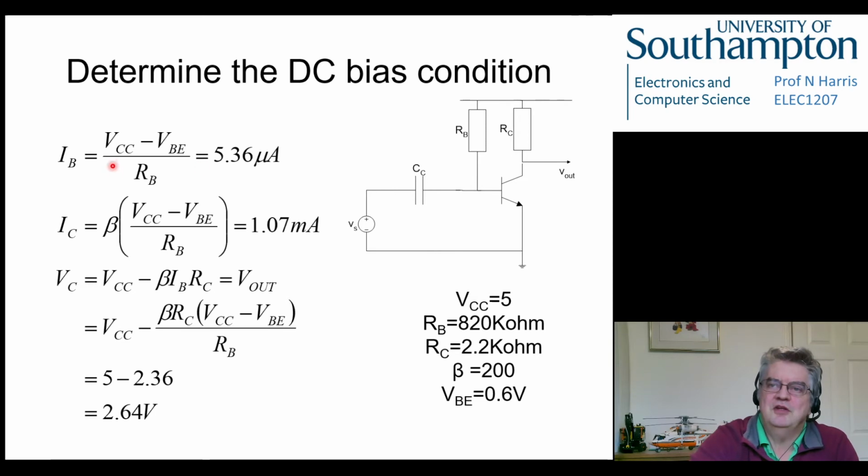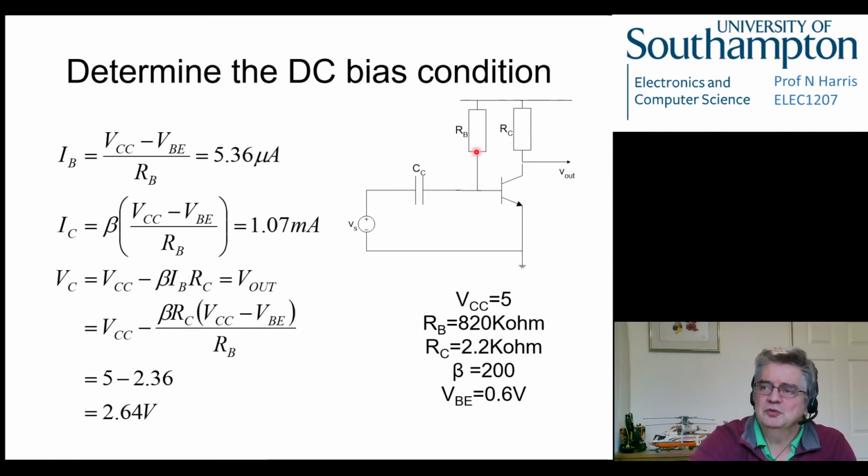Now we know VCC is 5 volts because it's told us that. We know VBE under these conditions is 0.6 of a volt because it's told us that. And we know RB is 820 kilo ohms because it's told us that as well. So there's nothing that we don't know here. So we know that 5.36 microamps is now flowing into the base of this transistor.